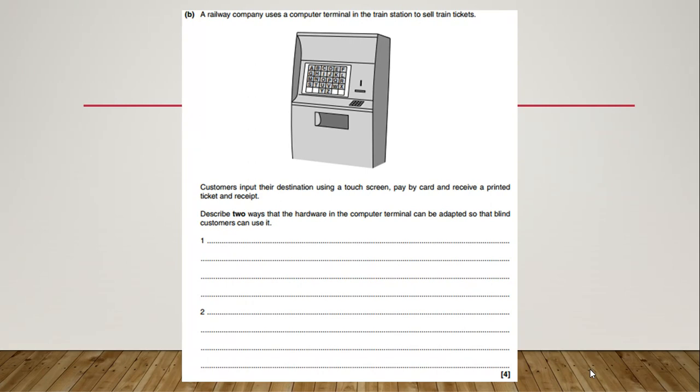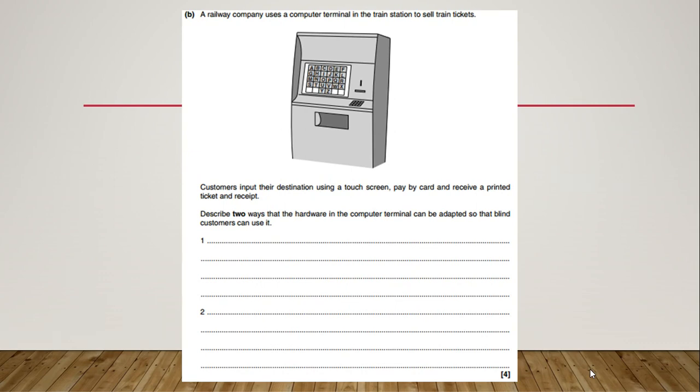Okay guys, welcome back. I hope you've got down some ideas. There's lots of things you could change here, but the most obvious one would be the keyboard. Instead of using a touchscreen to type in, you could use what's called a Braille keyboard. And with this Braille keyboard, blind people will be able to feel where the keys are and which keys to type in that destination, which would be really useful.